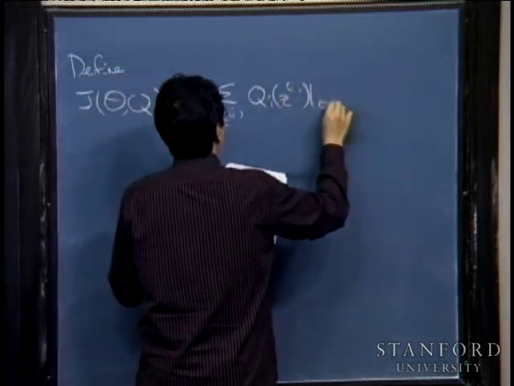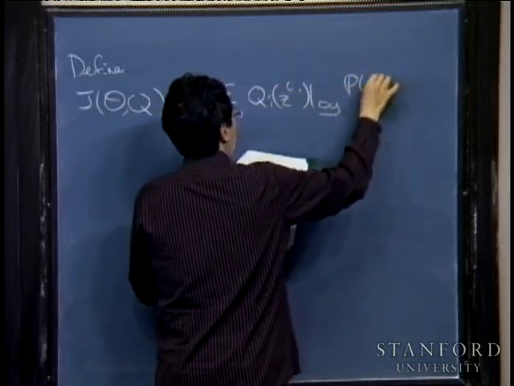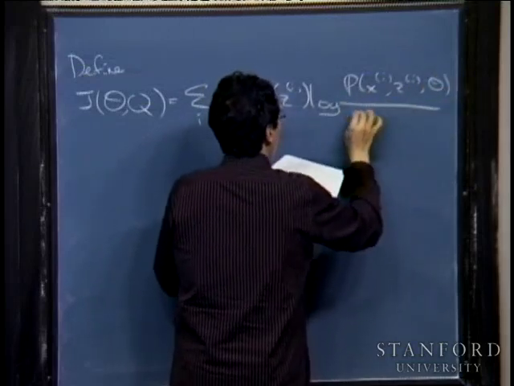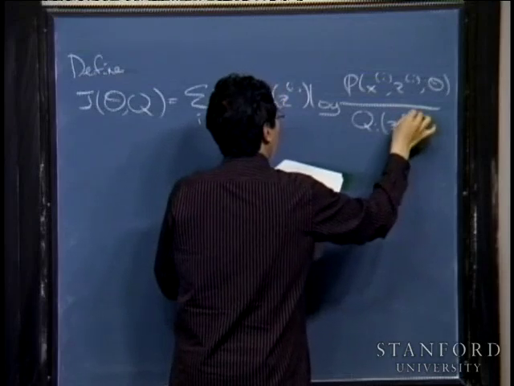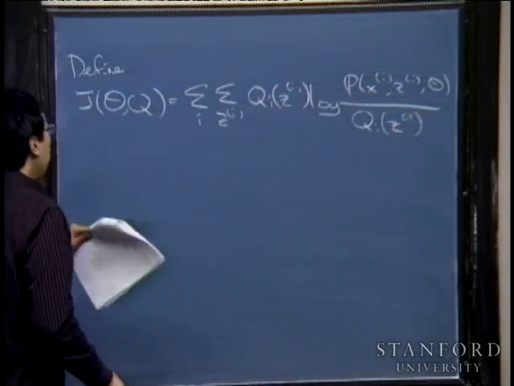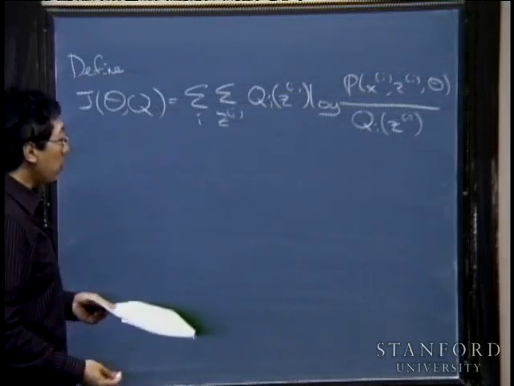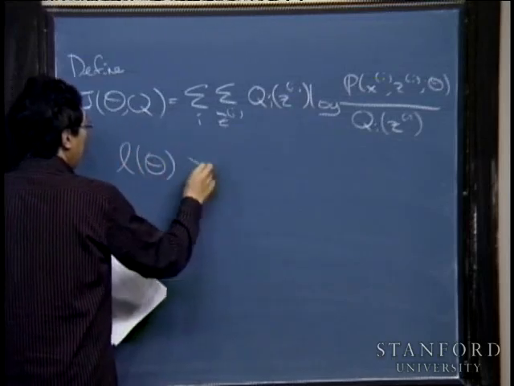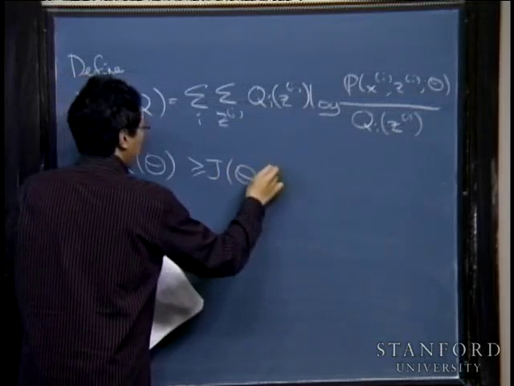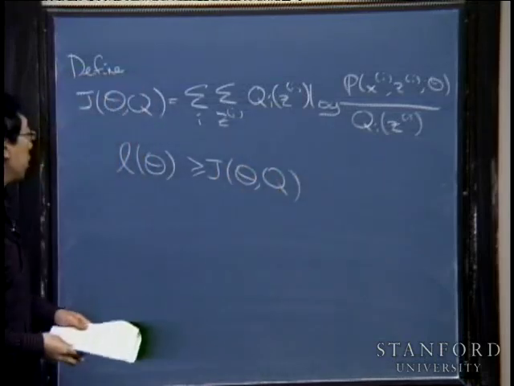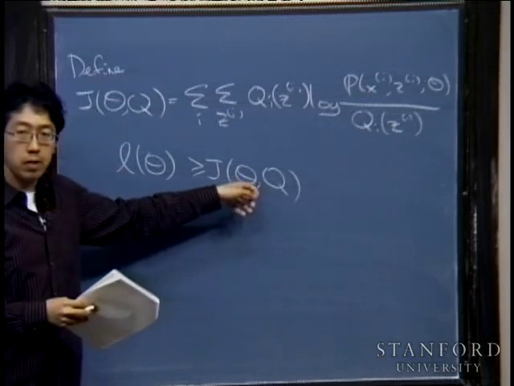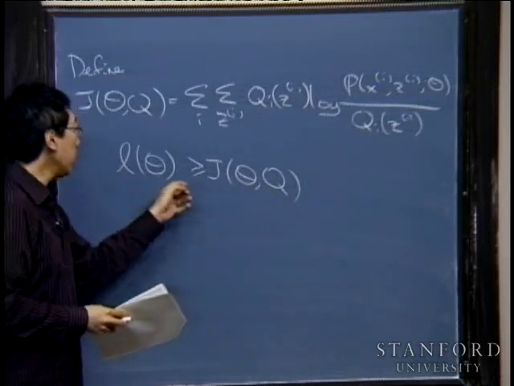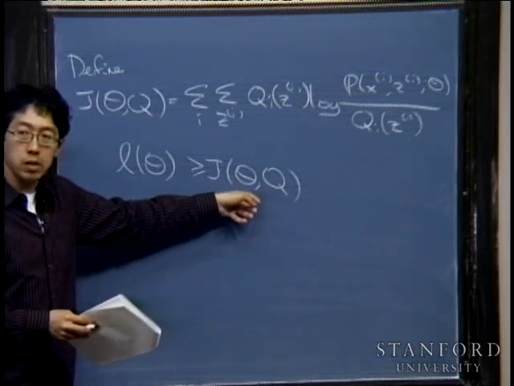This is just the thing in the argmax in the M step. And so what we proved using Jensen's inequality is that the log likelihood of theta is greater than or equal to J of theta comma Q. In other words, we proved last time that for any value of theta and Q, the log likelihood upper bounds J of theta and Q.